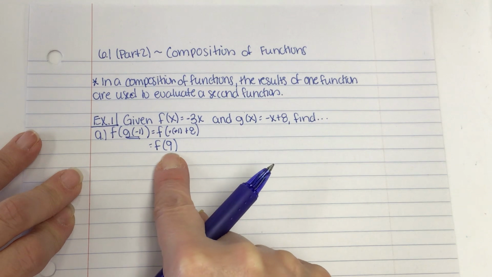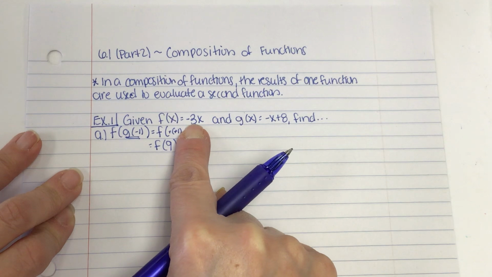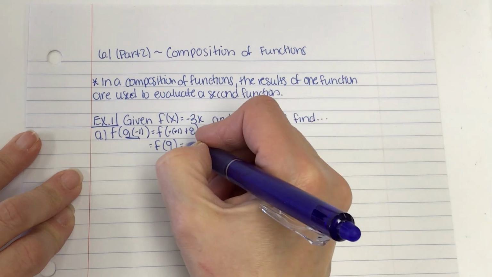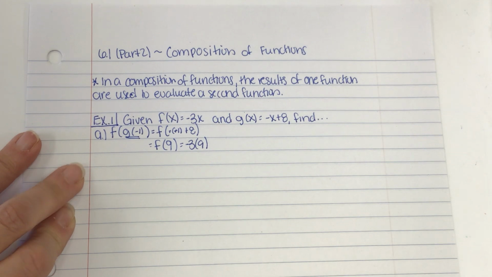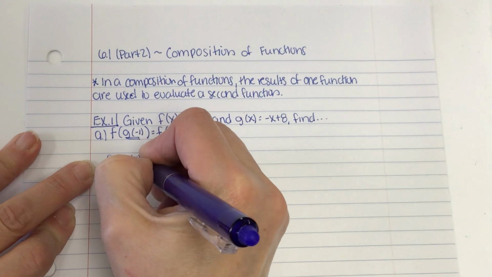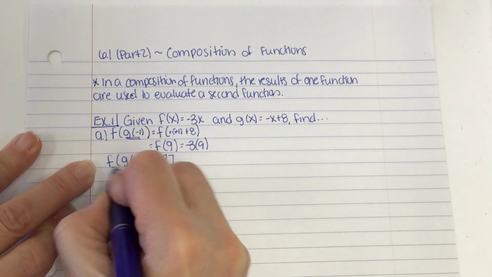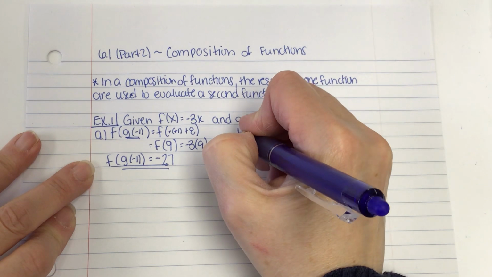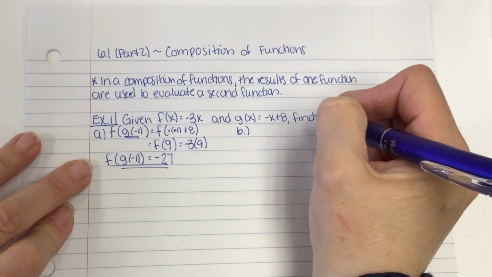So then here, all I need to do is plug that in for x in f of x, correct? So here, instead of f of x, I have f of 9. So I replace x with 9. So f of g of negative 1 simply equals what? Negative 27. Questions so far?